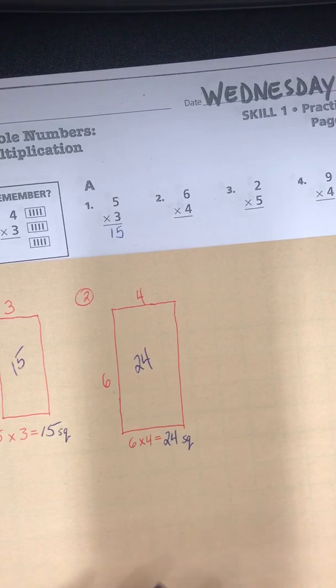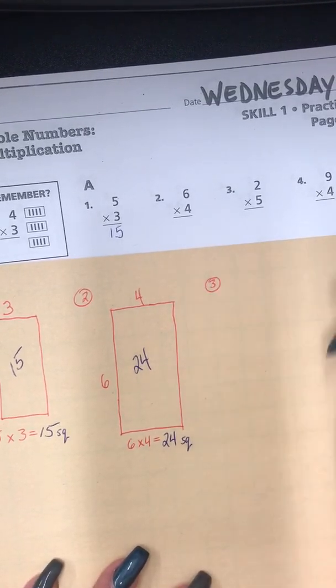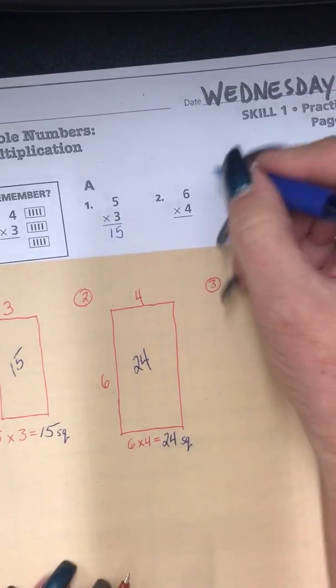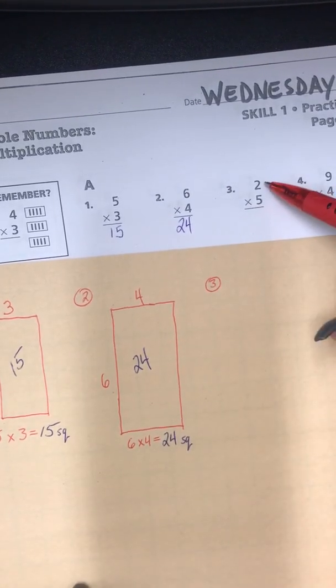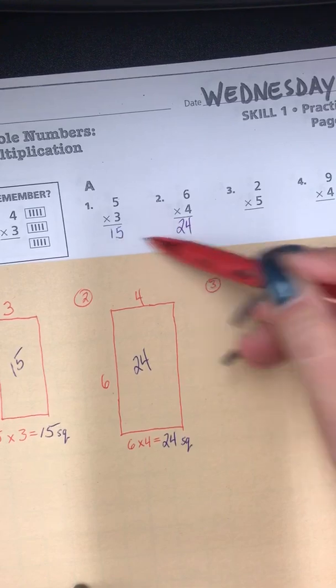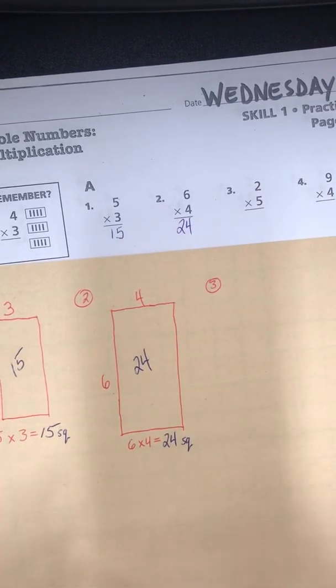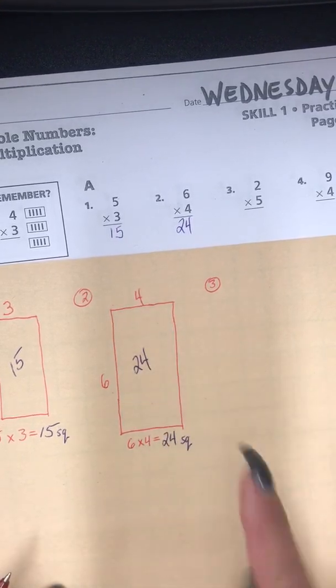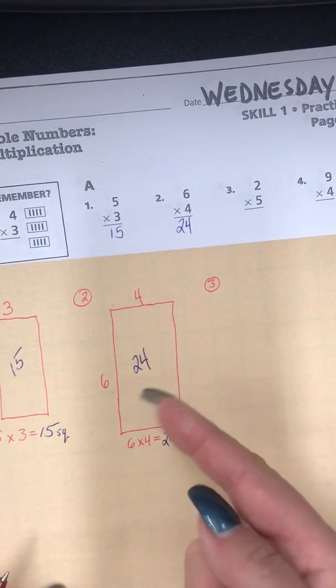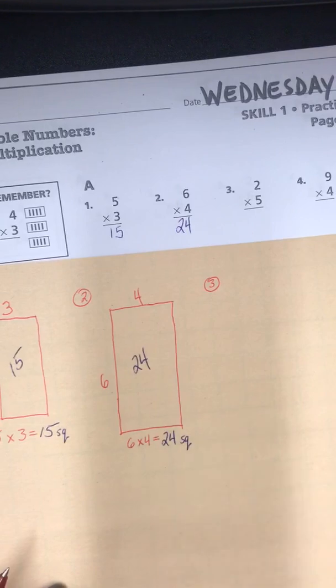Okay, let's look at number 3. Oh, I forgot to put my answer on my paper. Here we go, 24. Good. So here we don't put the squares because this is just a straight multiplication fact. But on an area model, you do put squares because you're imagining how many squares would be on the inside there. Okay, number 3, we have 2 times 5.